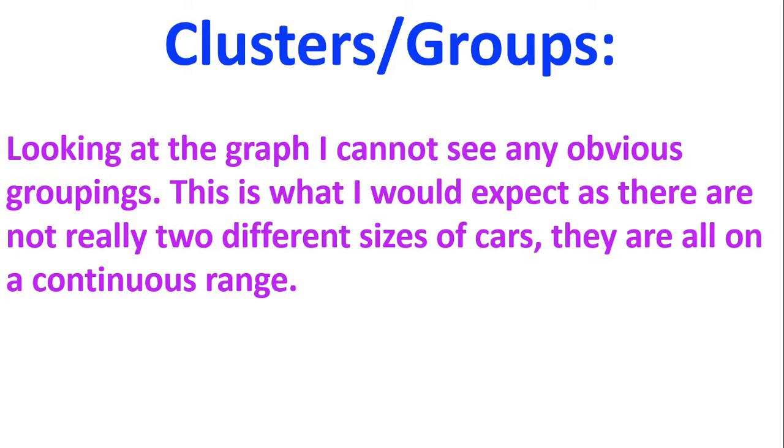The comment I've got after this is trying to tie it together, saying that's what I would expect, because when I drive around, I don't see two distinct types, a big car and a small car. We see some small, some medium, some large, but they're on a continuous range. Some cars are just a little bit bigger, a little bit smaller, but there aren't clearly two distinct groups of cars. And that's what we want to be able to say.